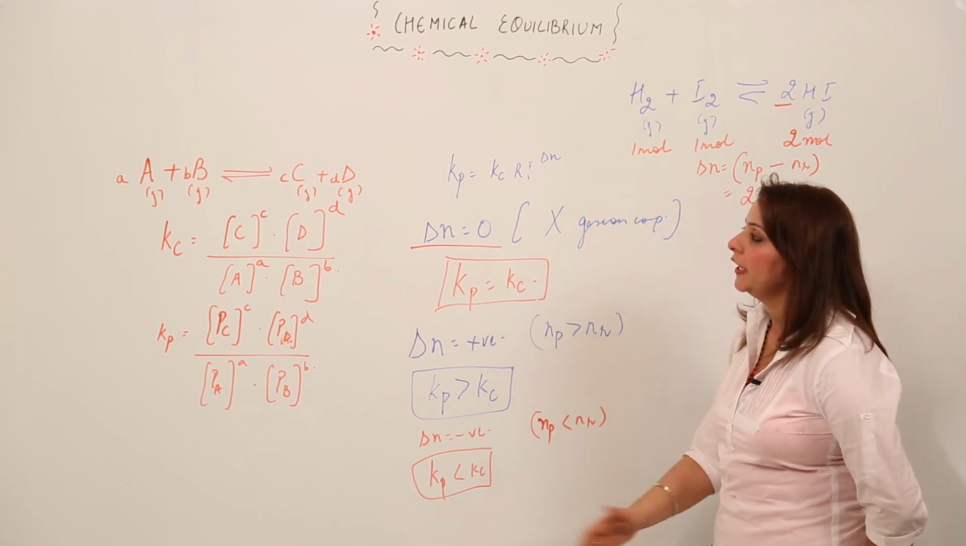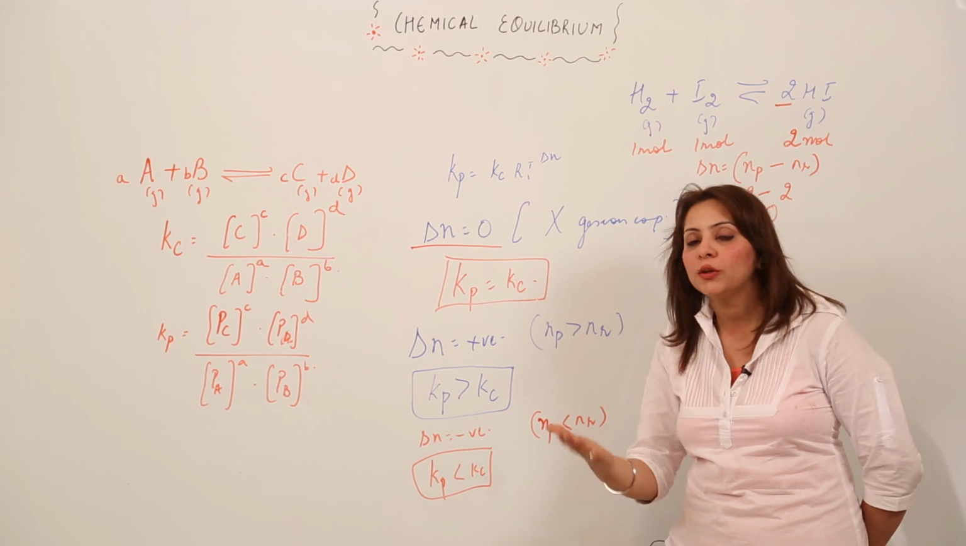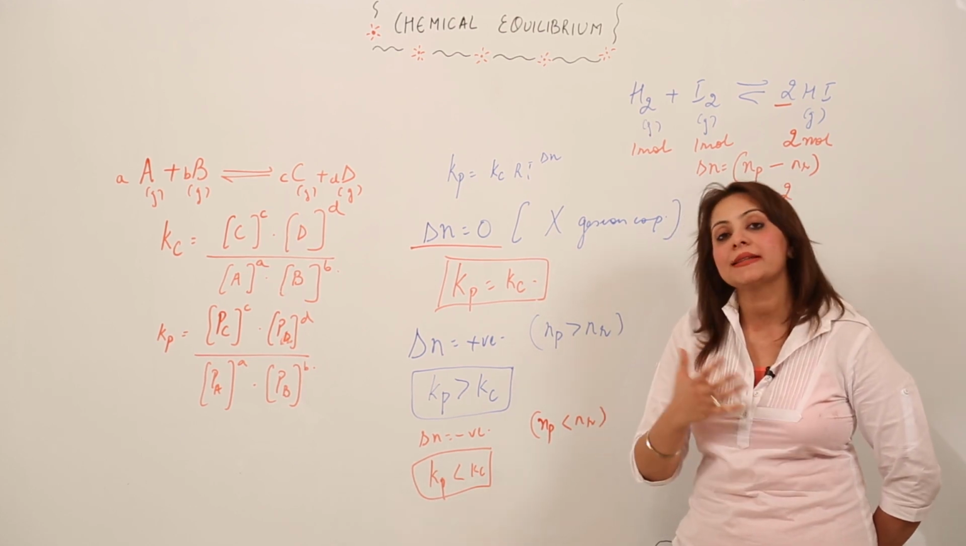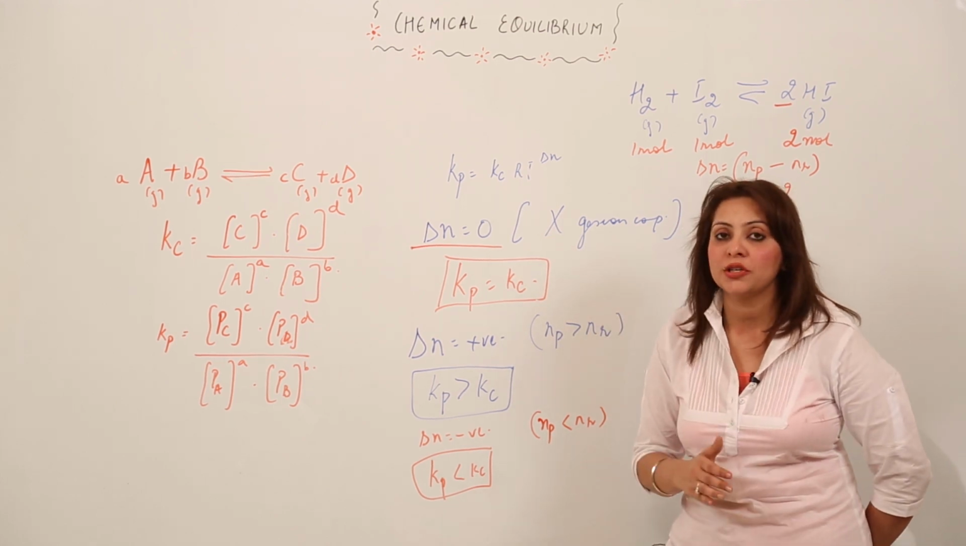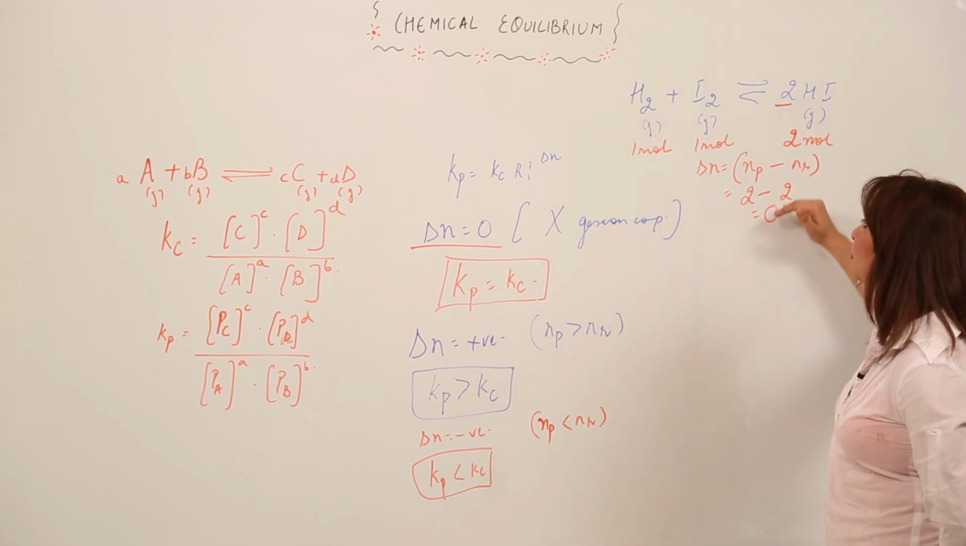So these are the different conditions under which we can say when Kp is equal to Kc, or when Kp is greater than Kc, or when Kc is greater than Kp. So you need to remember these equations, these are very important. And I think you know now how to calculate the change in number of moles.